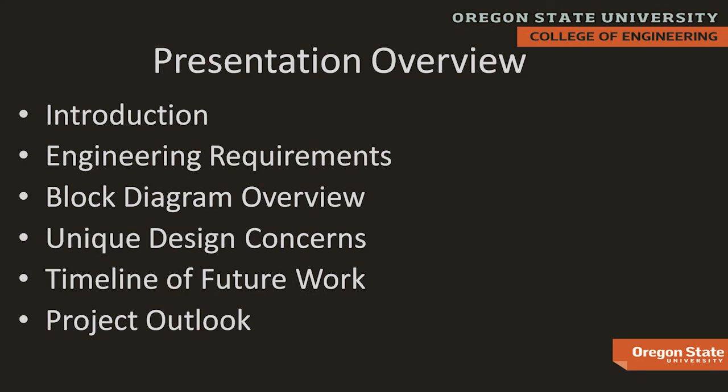Here we have highlighted an outline for the Project 20 presentation. First, we will begin with an introduction to our project, including a project overview and the motivation behind our project. Second, we will discuss the engineering requirements set forth for the telepresence robot. Third, we will give an overview of our system block diagram and our essential subblocks within it. Fourth, we will cover the unique design constraints and impact on the overall approach to the project. Fifth, we will cover a timeline for future work, and finally, we will conclude with a project outlook.